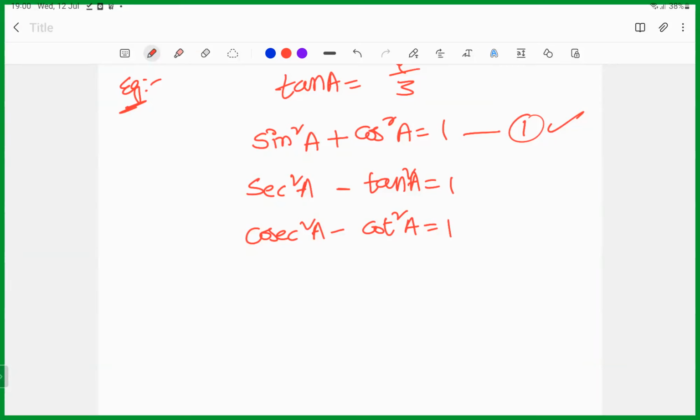So what is the opposite side value? 4K. Adjacent side value? Then what is the sin A? So hypotenuse is 5K. So what is sin A now? Sin A is opposite side by hypotenuse. So 4K by 5K, 4 by 5.